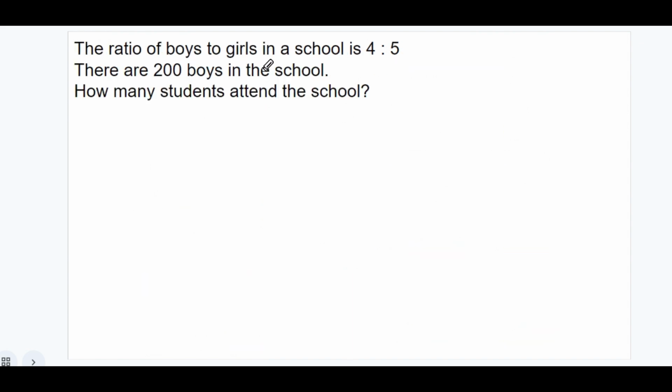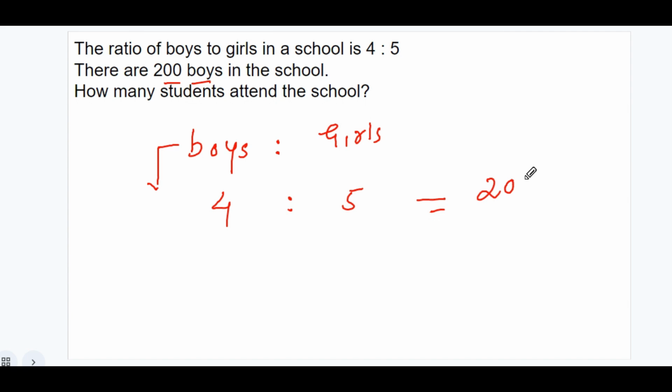Okay, look at this question now. What you are given is the ratio of boys to girls. The ratio is 4 to 5. Again, you are given the number of boys, one thing in your ratio. When you know one part in your ratio, you can find the other part easily.